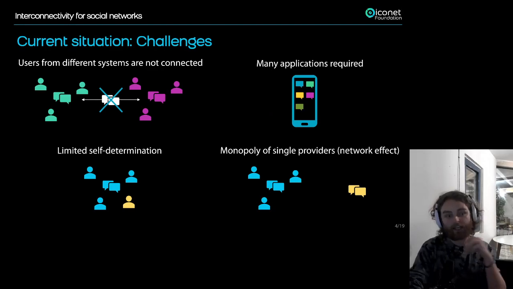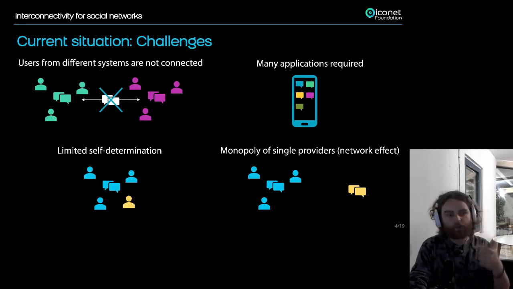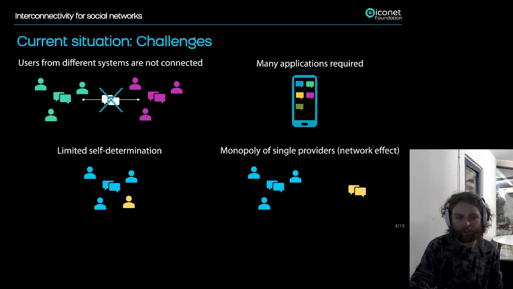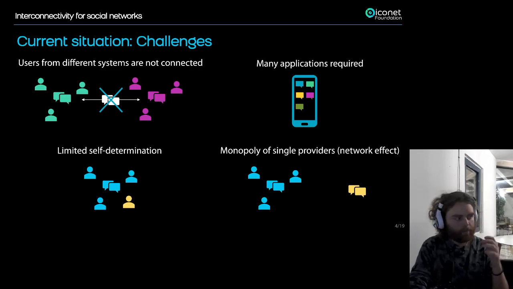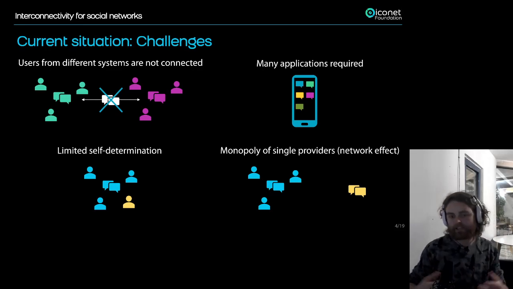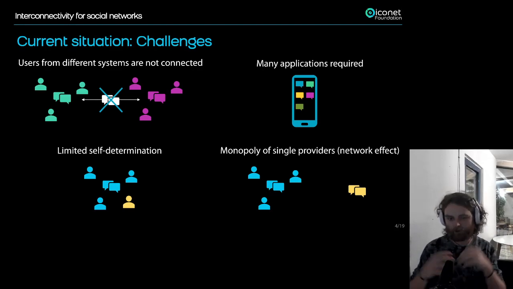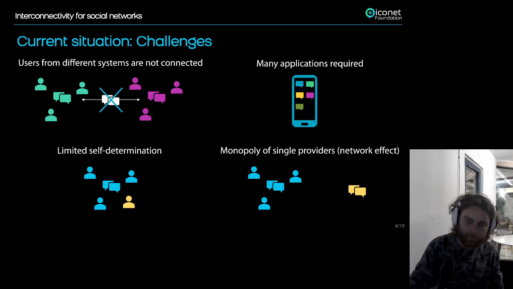First, you cannot communicate with people from other systems. To be connected to everybody, you need many applications. You have limited self-determination. That's a big issue. If I want to communicate with my friends and people, we need to agree on the same technology, and this leads to the monopoly of single providers due to the network effect, because everybody needs to be in the same system to communicate with each other.